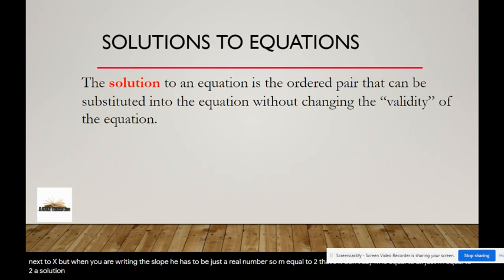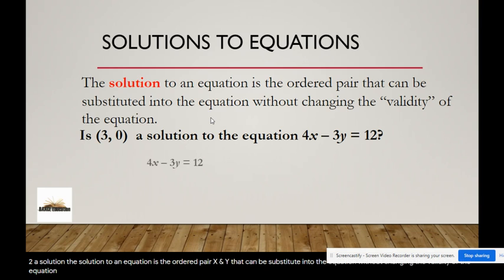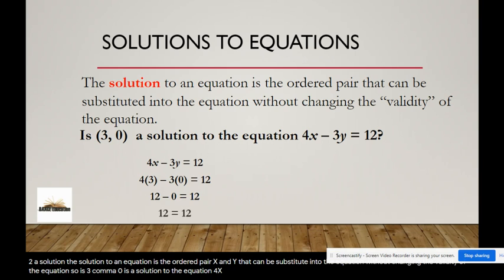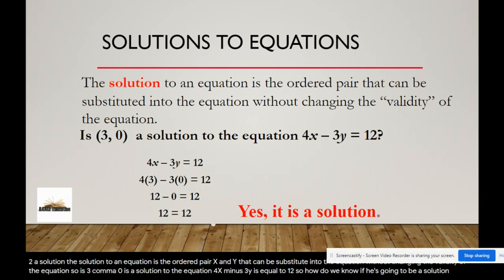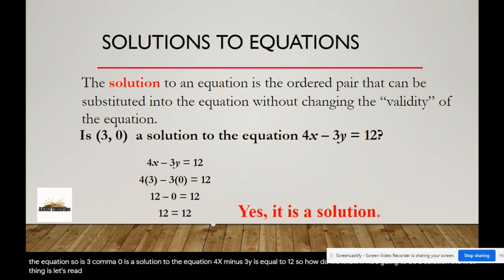A solution. The solution to an equation is the ordered pair x and y that can be substituted into the equation without changing the validity of the equation. So, is 3, 0 a solution to the equation 4x minus 3y equal to 12? How do we know if it's a solution? The first thing is, let's read the ordered pair. The ordered pair is 3, 0. 3 represents the x value and 0 represents the y value.